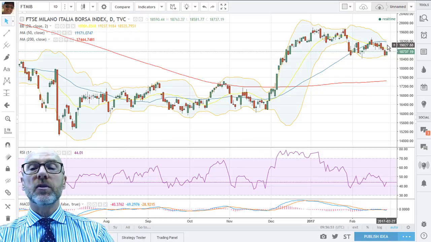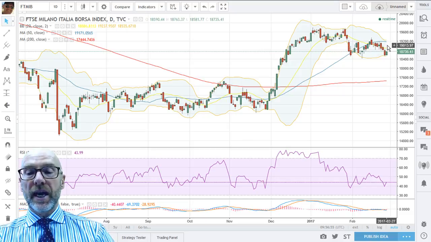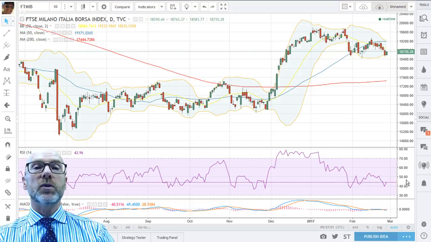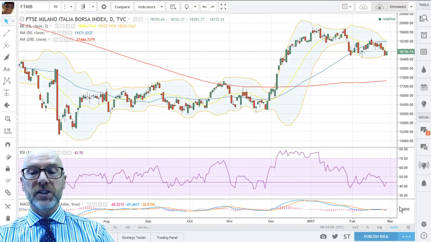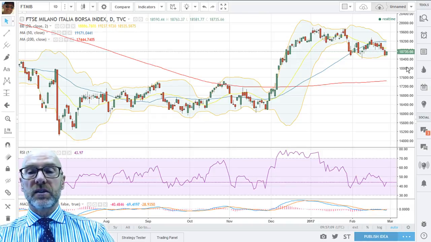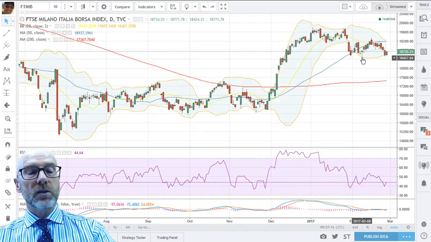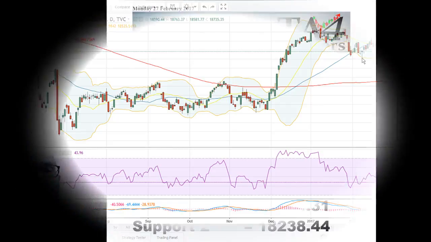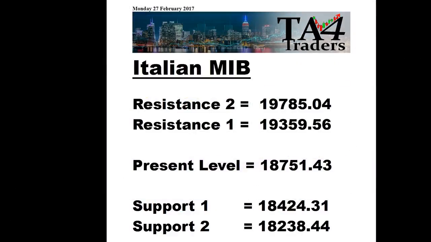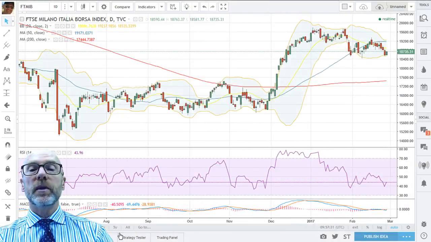We've got the 50-day moving average rolling over, and the RSI now definitely showing negative momentum, down below the 50 at 43.95. MACD is starting to roll down as well. It looks like it's going to break this support. Let's look where the supports are. We have the support at 18424.31, 18238.44, and really you would expect those supports to be broken.